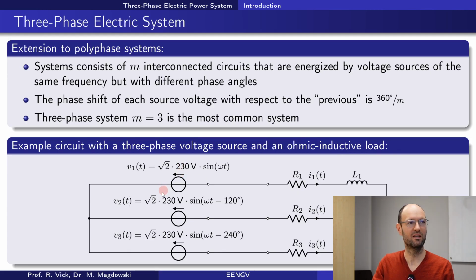You can see the magnitude is the same. The frequency is the same. This has 0-degree phase shift. This has minus 1 times 120. This has minus 2 times 120, which is 240. And so now the question would be, once again, what are the currents here, for example, in this circuit? We won't calculate it now, but that's more or less the idea of the lecture today.